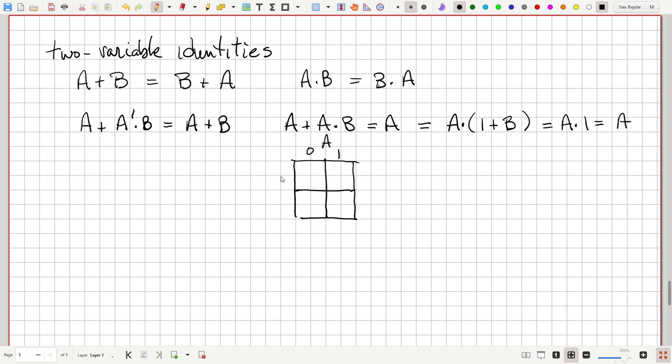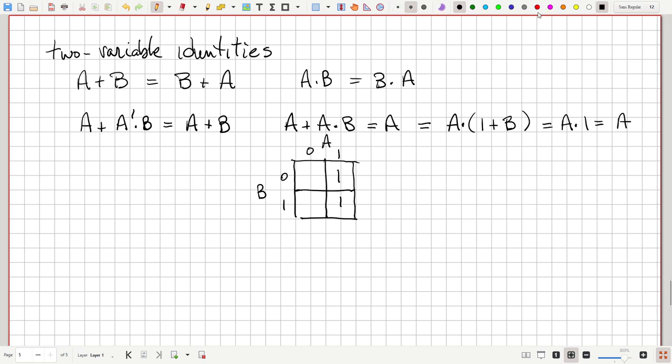This is A, and this is B. And now let's look at A or A and B. So A would be true whenever A is equal to 1, so we'd have a 1 there and a 1 there. That's A. And how about A and B? That's 1 when A is 1 and B is 1, so that would be this one right here.